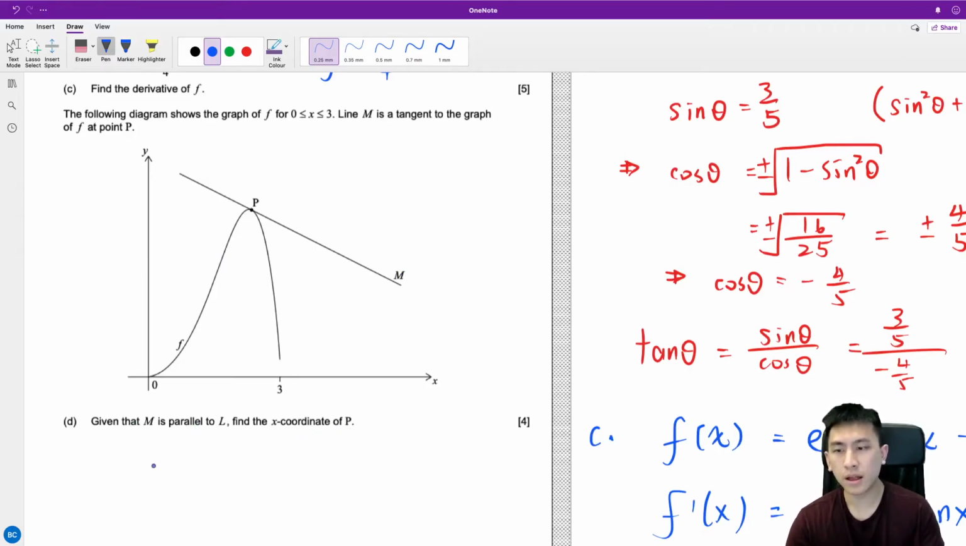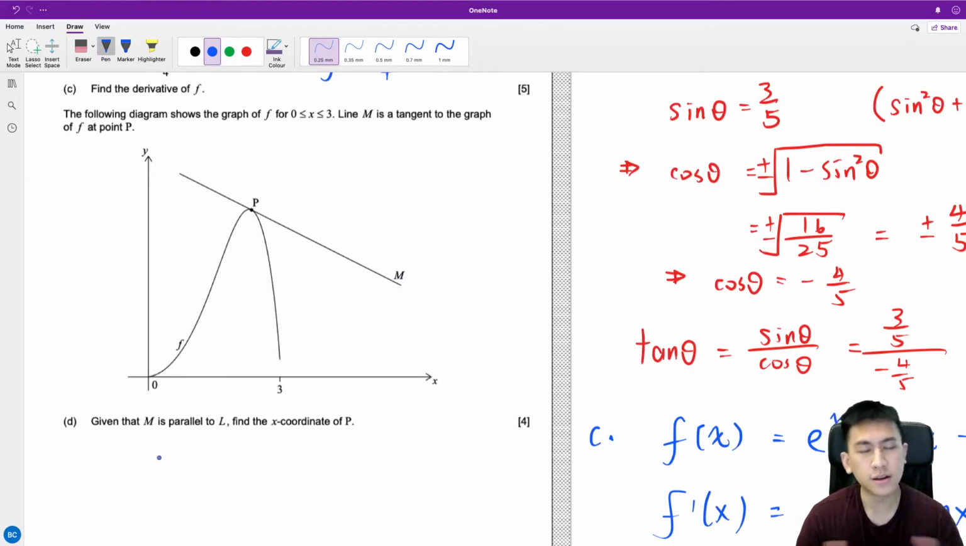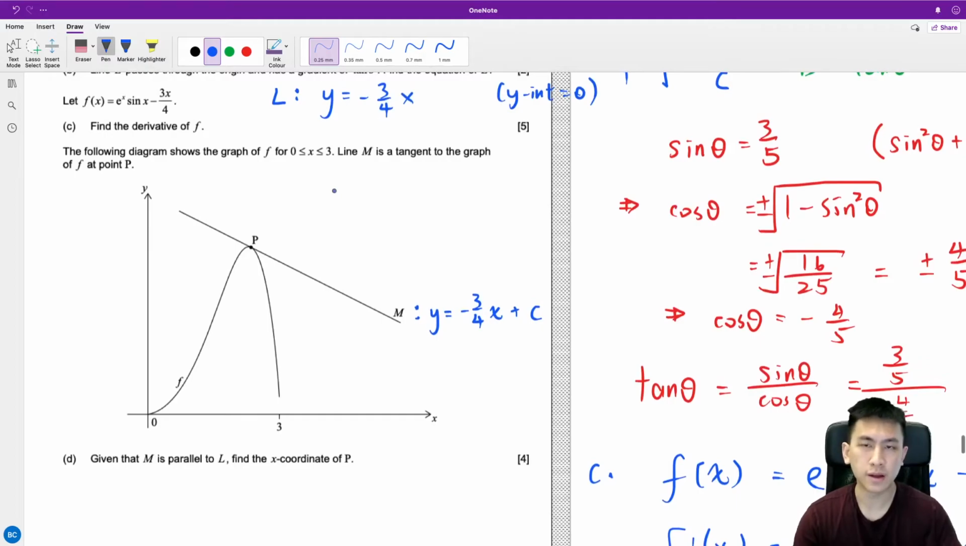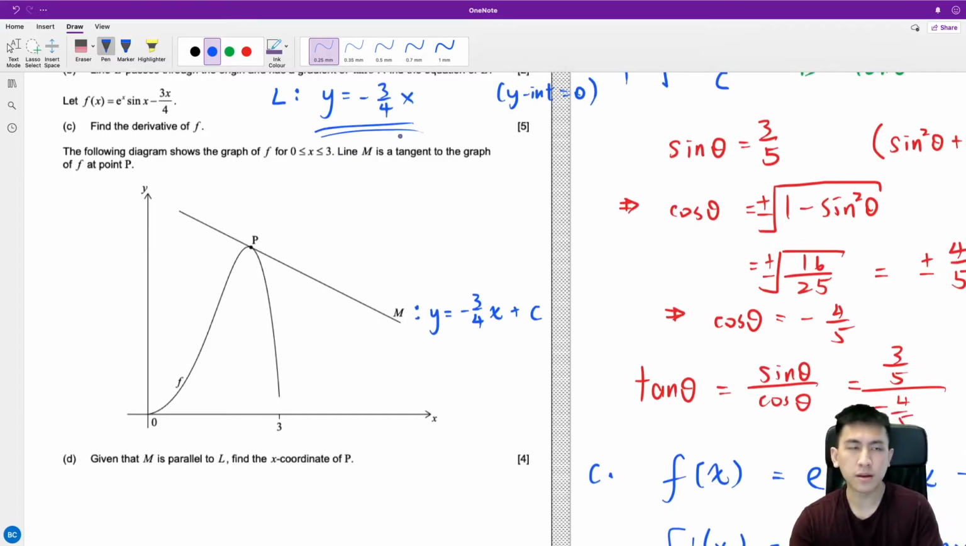So in the first glance, you might not know how to start, right? But how about we write out all the clues that we're given? Given that M is parallel to L, at least we can write the equation of M as y equals minus 3/4 x plus a constant, right? Because we know the slope of the line L from above, like this one right here. That's L. If they have the same slope, surely you do that, because they're parallel.